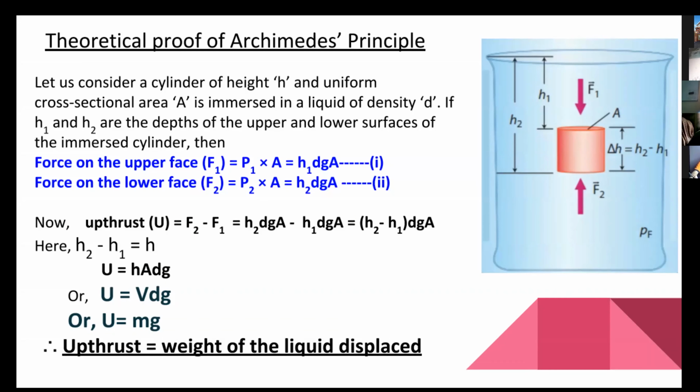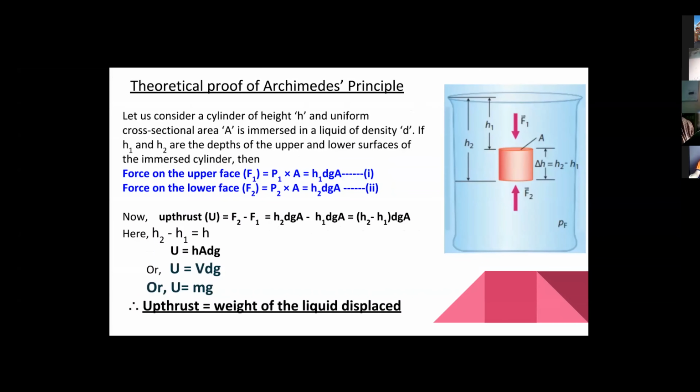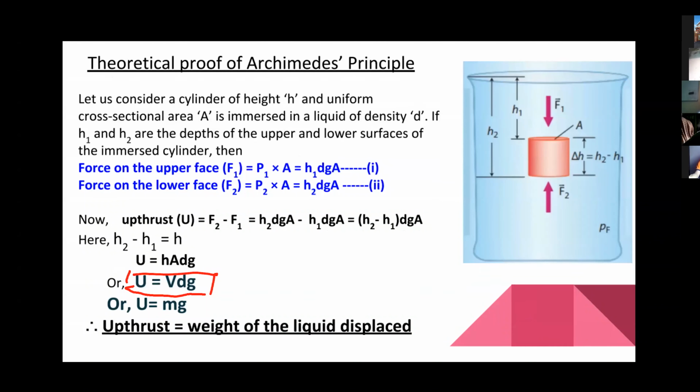That is the formula for upthrust, U equals VdG. In the exam you may be asked about U equals VdG, where the symbols have their usual meanings. This theoretical proof of Archimedes gives the formula for upthrust, and also proves that Archimedes principle is true. It holds true naturally.